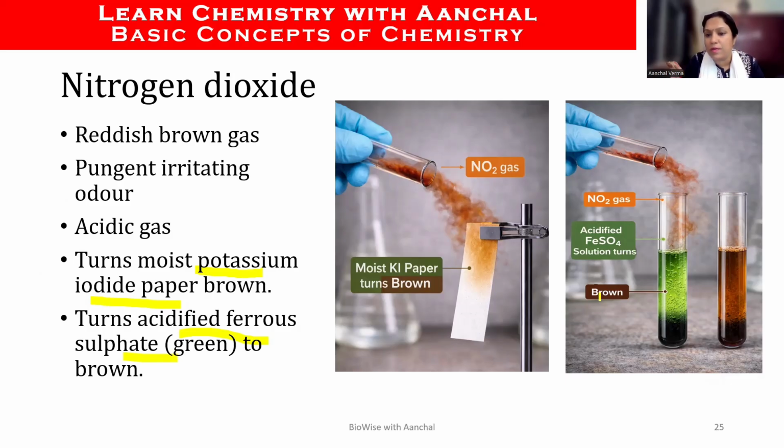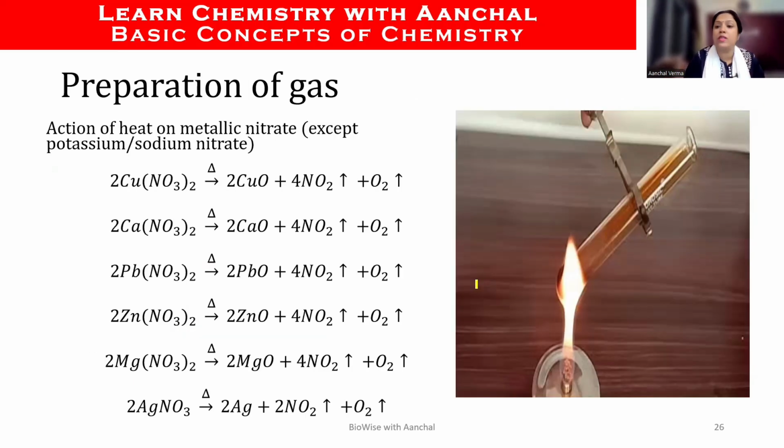So you can see here the ferrous sulfate solution turns brown and the KI paper also turns brown. So remember, reddish brown gas is turning everything brown, right? So this is easy to remember. How is this gas prepared?